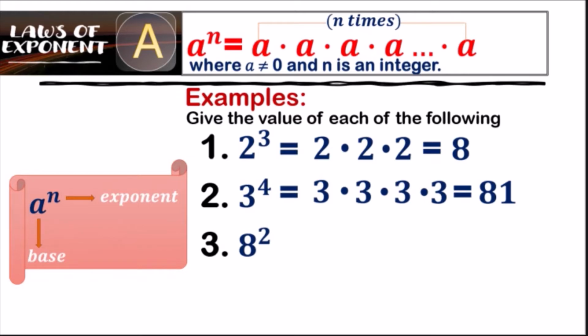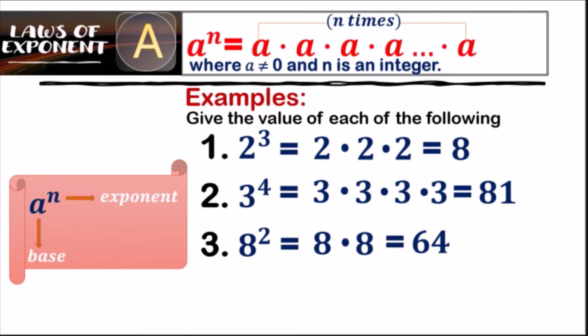Number 3, 8 raised to 2. That means we are going to multiply the base 8, 2 times to itself. That is 8 times 8, which is equal to 64. Therefore, the value of 8 raised to 2 is equal to 64.